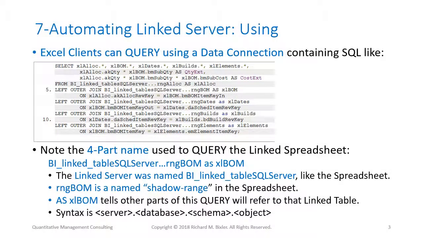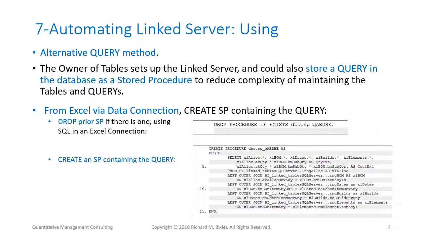Earlier, we discussed the 4-part naming used to query using a linked server. Now we set up a stored procedure containing the SQL to query the tables in the Excel workbooks. Again, we need 3 connections. SQL for each of these connections is shown on this slide.